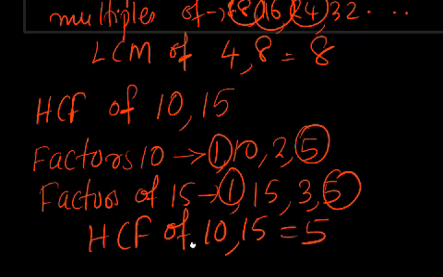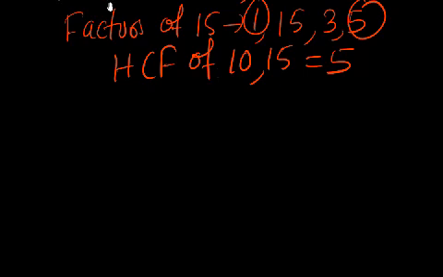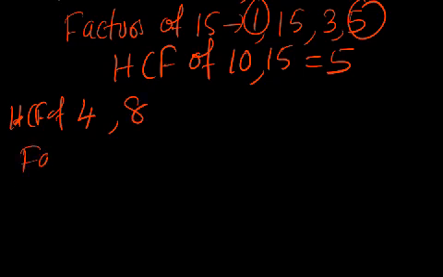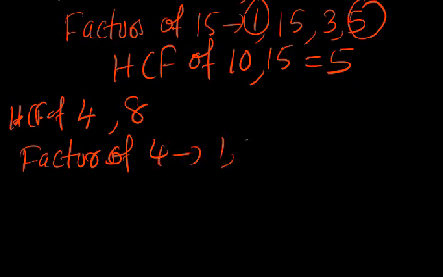Okay, we can check another example. HCF of 4 comma 8. So we can list the factors of 4 first. Factors of 4 are 1 into 4, 4. So that's a pair. Then 2 into 2, 4. We need to write it only once.